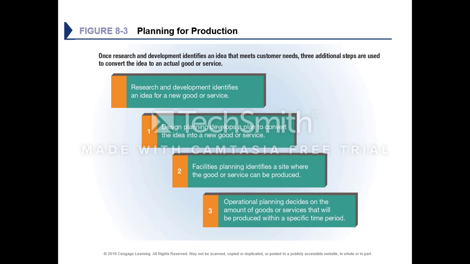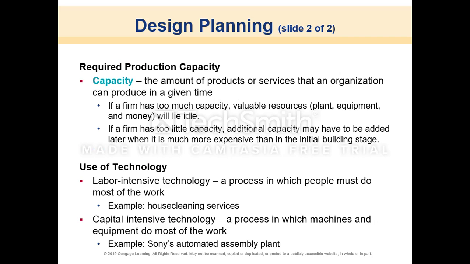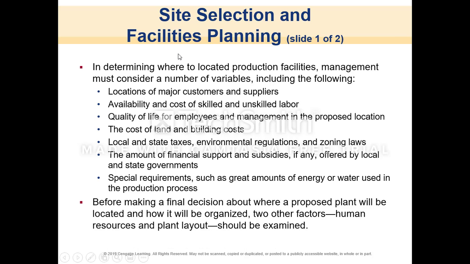Here's a visual describing the steps taken to plan for production. And we'll be going over all of these. Only a few of the many ideas for new products ever reach the production stage. So how do managers plan production? First, through design planning. They use product line, required production capacity, use of technology to do this. And then also new products are created through site selection and facilities planning.